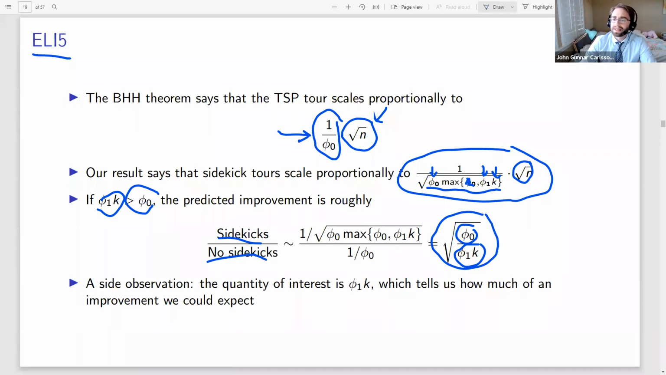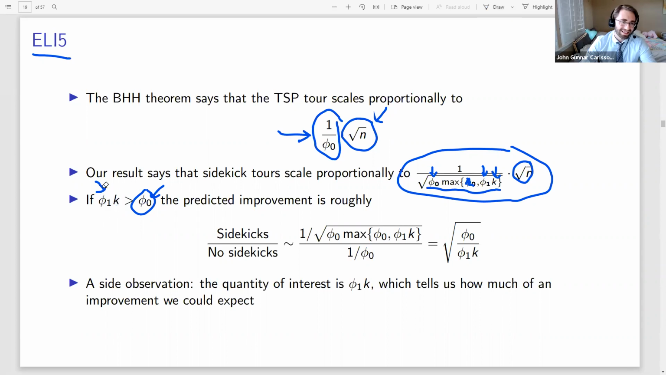And something else I would say that comes out of this is the nature of our expression tells us, and again, I should be more precise about what you actually get, but for interest of time, I'm just hand waving a lot. Part of our analysis tells you that these are the two quantities that you really want to compare. In other words, if it happens to be the case that phi naught, the speed of the truck, is greater than phi 1k, which is the speed of the drones times the number of drones, if that were true, then that tells you, well, these sidekicks probably don't help you very much.